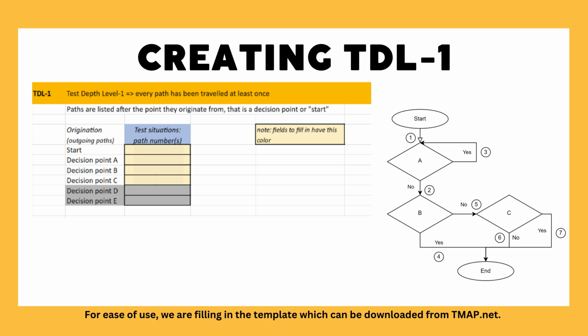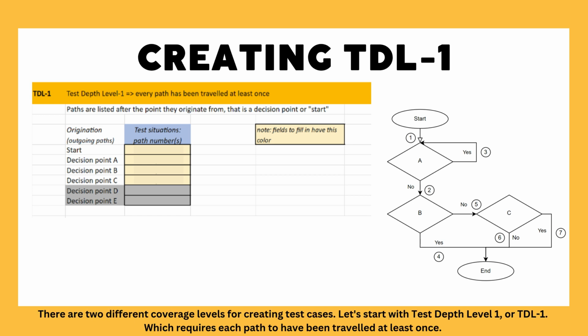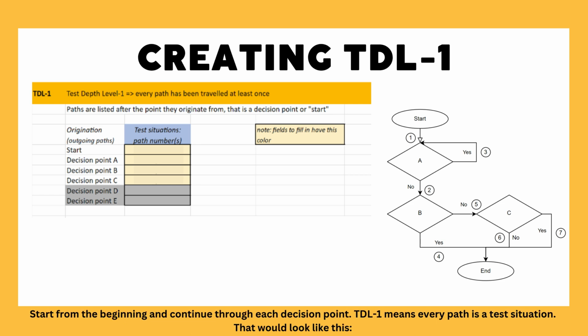For ease of use, we are filling in the template which can be downloaded from tmap.net. There are two different coverage levels for creating test cases. Let's start with Test Depth Level 1, or TDL1, which requires each path to have been traveled at least once. Start from the beginning and continue through each decision point. TDL1 means every path is a test situation. That would look like this.